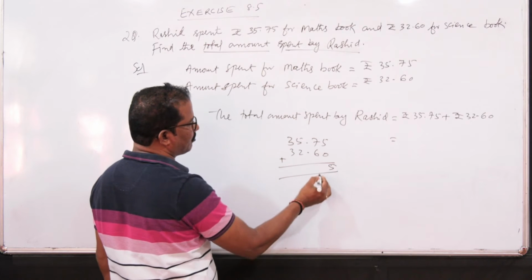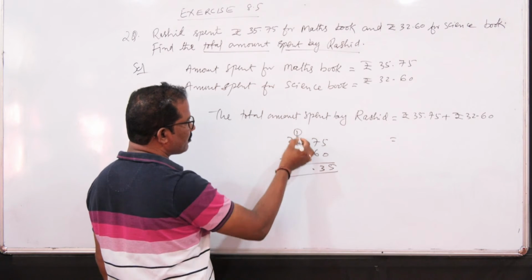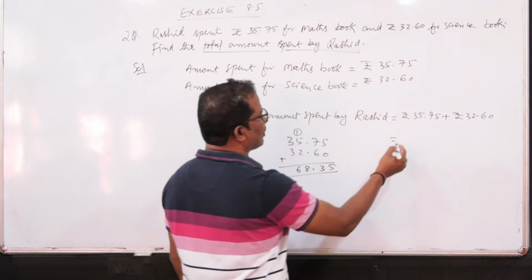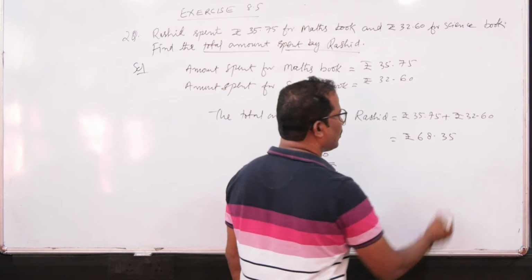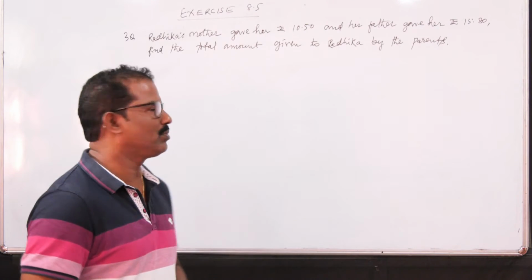So here 5 will come, here 13 means 3 we can write, and 1 will carry, and it is 8, and here how much? 6. So what is the total cost here? That is rupees 68, then 35 paise. Understand all of you?